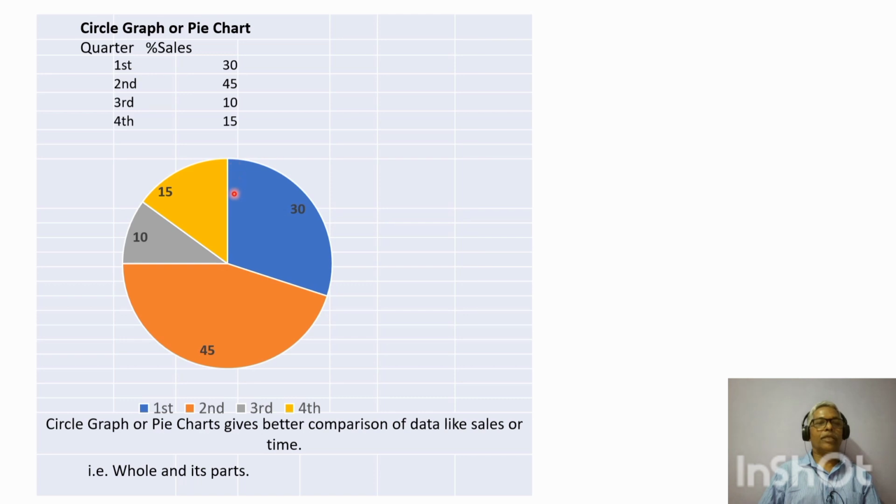So we can see here the sales are maximum in the second quarter, that is here, and this can be represented very effectively in such graphs. Such graphs are called circle graphs or pie charts. This gives a better comparison of data like sales or time. This is the whole and its parts. Got it?